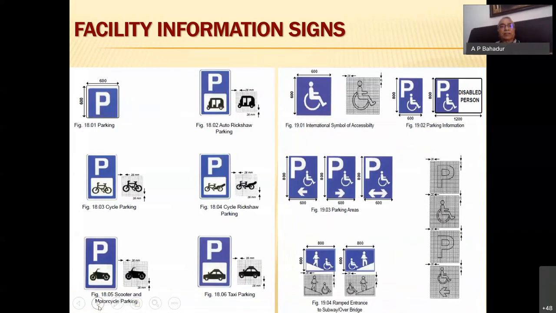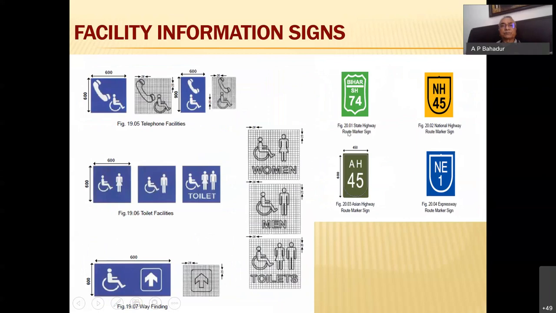These are, for example, parking for different categories of vehicles, for differently abled access, for route markers, for state highway, national highway, Asian highway, and expressway signs.